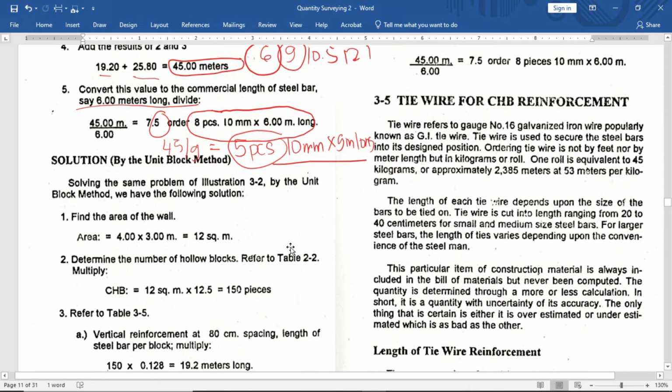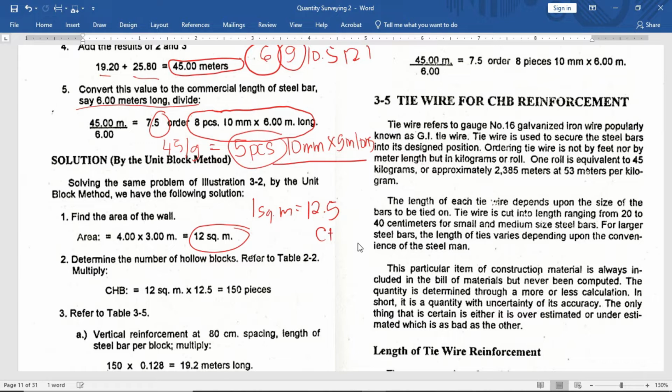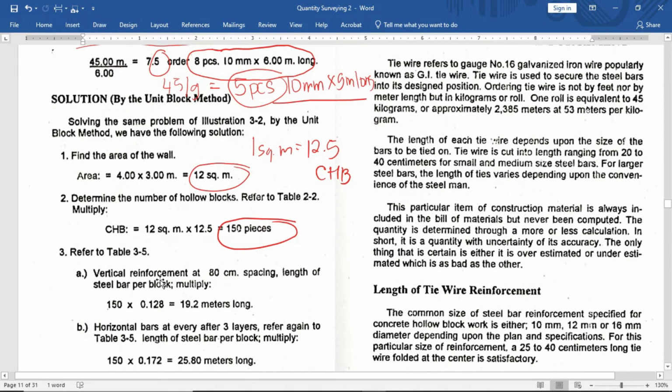Ito naman by unit block method. First, find the area. Area natin is 4 times 3, so 12 square meters. Hindi pa pala natin naka-compute yung CHB kanina. Kung 12 square meters ito, in every 1 square meter is 12.5 pieces of CHB. So, 12 square meters times 12.5 is 150 pieces of CHB. So, vertical reinforcement at 80 centimeters spacing, length of steel bar per block.